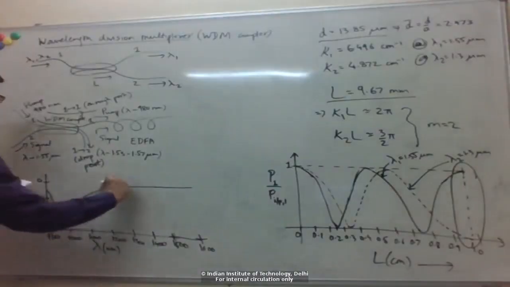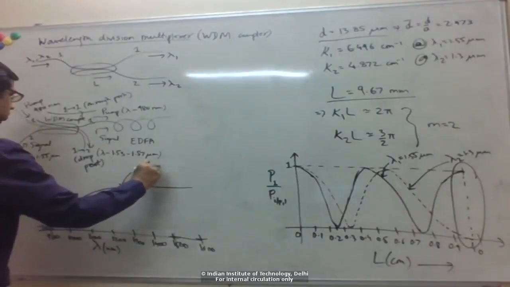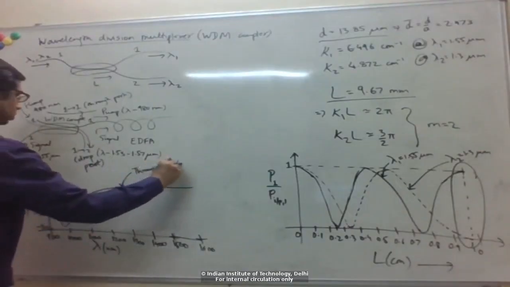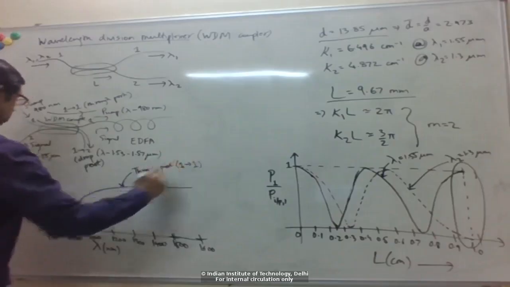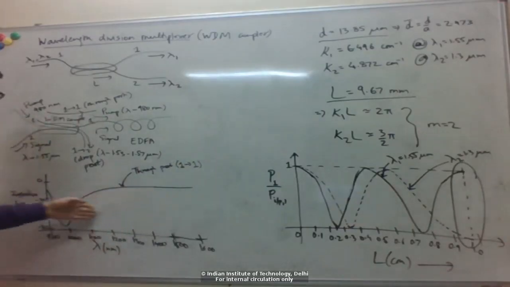Okay, so this is for the through port. The loss is minimum at around 980. So the wavelengths around 980 nanometer will go through without much loss, but any other wavelengths will have high loss for the 1 to 1.